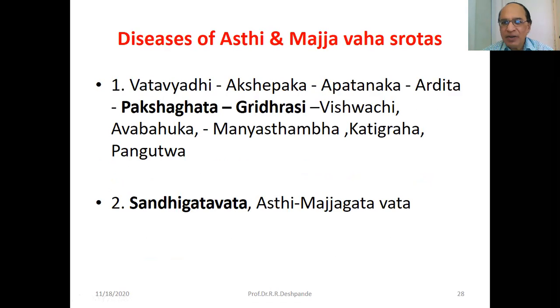Diseases of Asthi and Majjavahasrotas, Vata Vyadhi, neurological problems, Akshepak, Apatantrak, Ardita. I have already uploaded the video. Bell's palsy, facial palsy, problem with the facial nerve. Pakshaghat. Paksha means extremities, upper and lower extremities, hands and legs. Gridhrasi, sciatica, sciatic nerve inflammation in the leg.